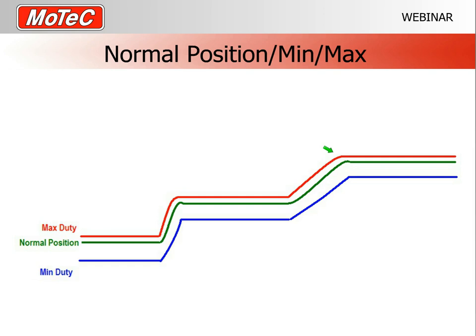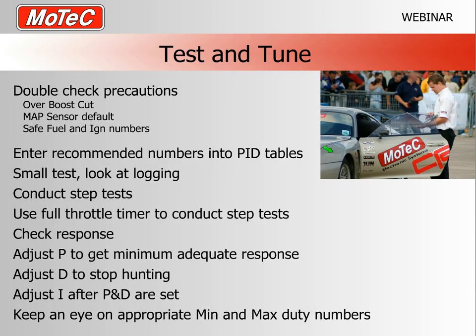And here's the drawing I was looking for. So what you'll see in effect is the normal position duty changing, and the max and minimum duties just being either side of that, so that our PID calculation doesn't get wildly out of control while we get onto it. Alright, so after all this, you've entered all the numbers, and it's basically go tune it.